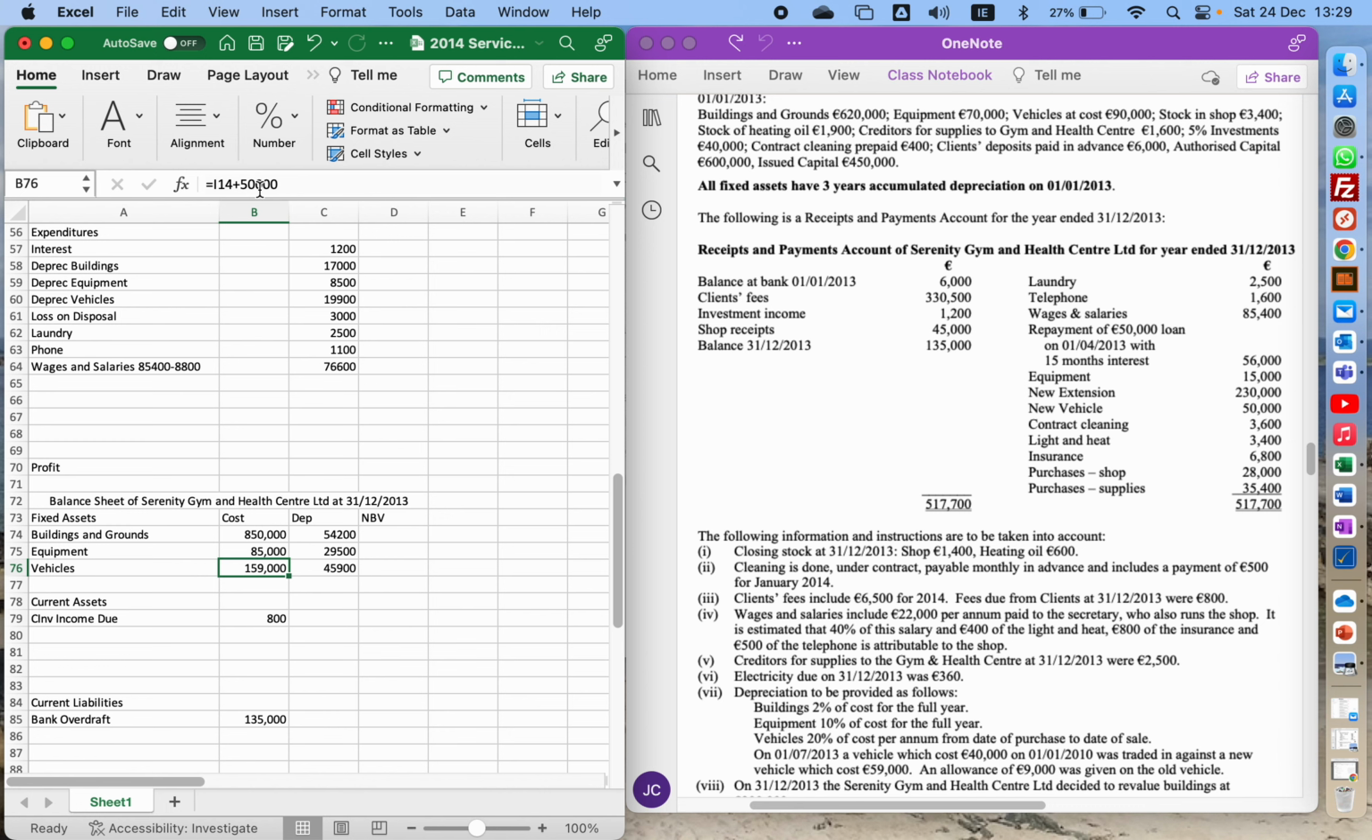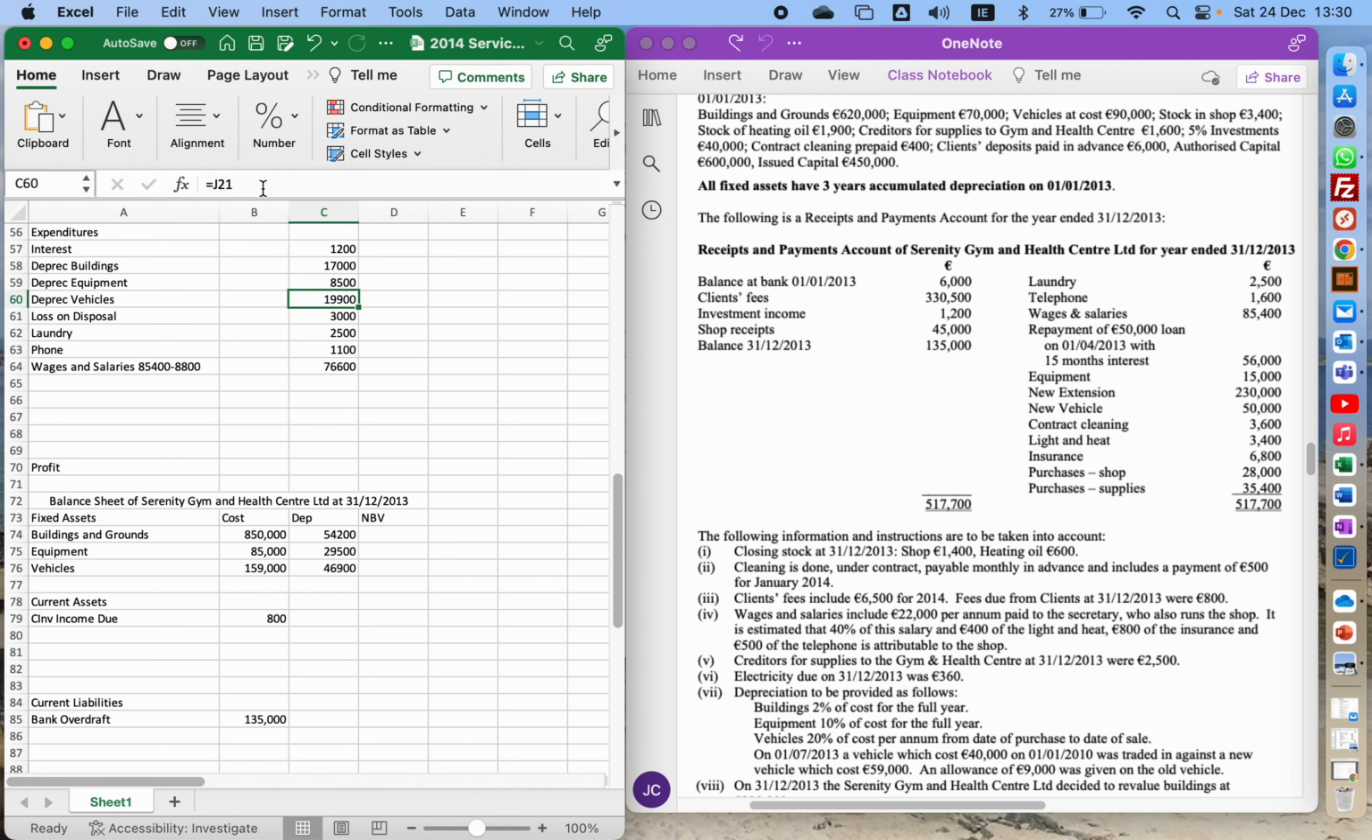So that vehicle is going to have to be depreciated as well. So the figure we had already plus the new vehicle, 50 grand times 0.02, 2% depreciation. Now, it doesn't tell us when I bought. So I know we bought one new vehicle, 59, and this is another new vehicle we bought. It doesn't tell us when we bought it, so I'm going to have to give it a full year's depreciation. So that's what I've done there.